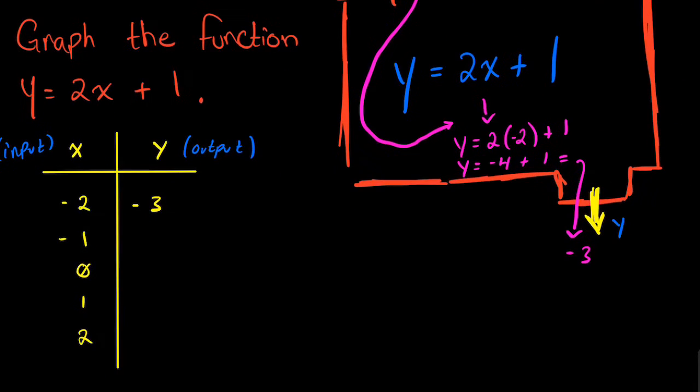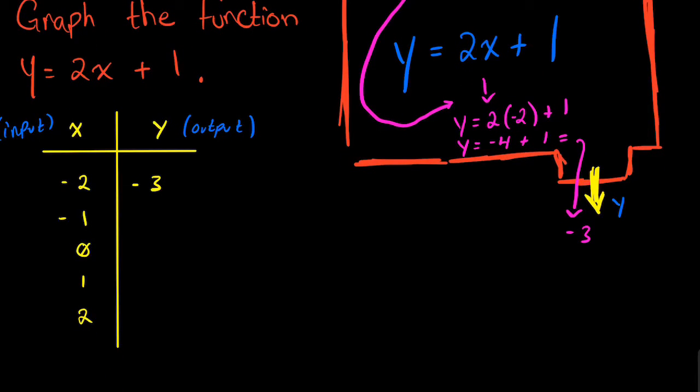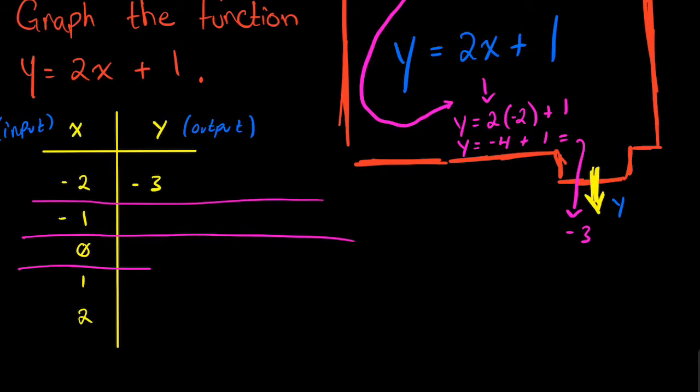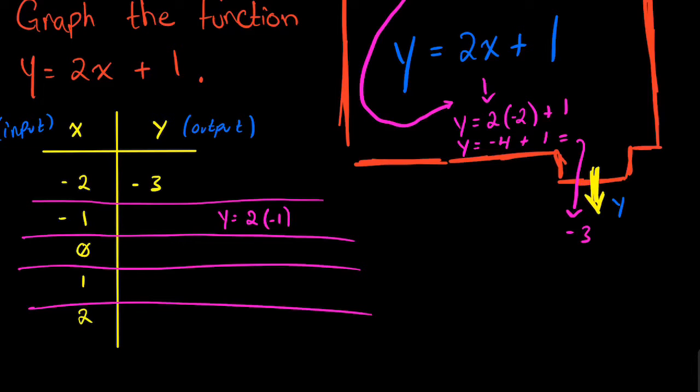And we can do this for the rest of them, right? We can keep going here. So I'm going to take it out of this, and let's pretend that we're doing y equals negative 1. 2 times negative 1, okay, plus 1. Well, that's just going to equal y equals 2 times negative 1 is negative 2 plus 1. That equals negative 1.